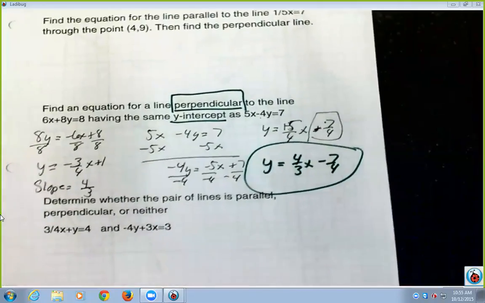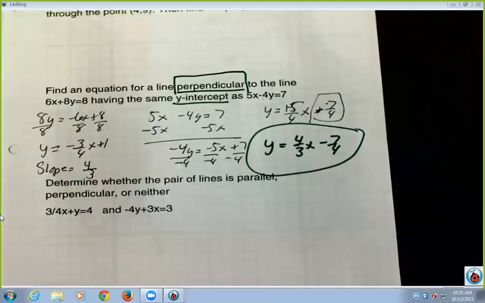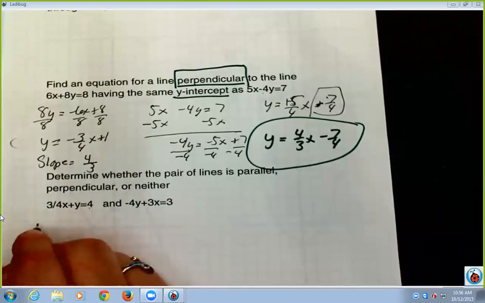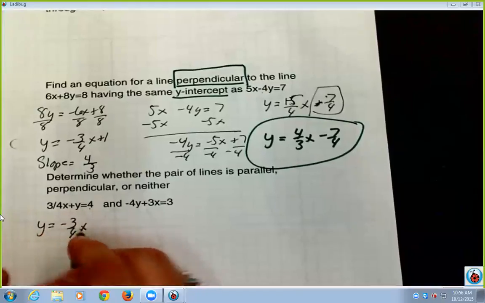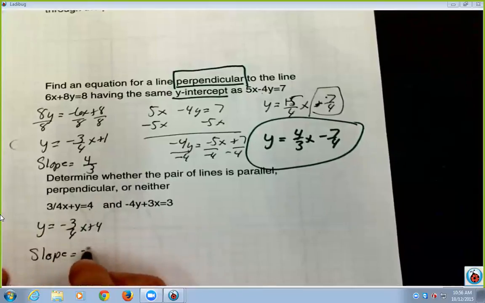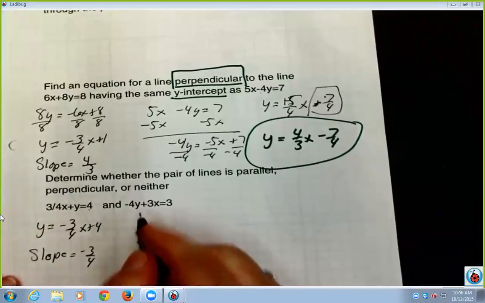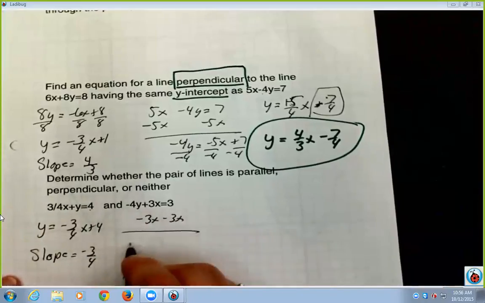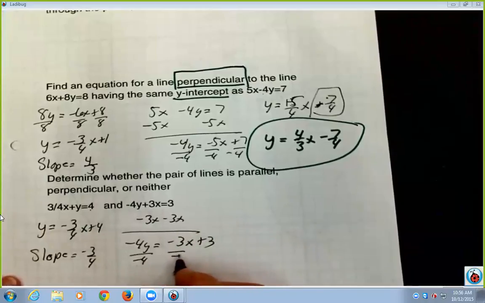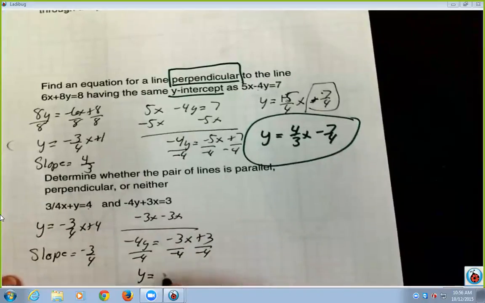And then finally, this last one, it says determine whether the pair of lines are parallel, perpendicular, or neither. So it's all slopes. If I get this one, move the 3/4 x over, so y equals negative 3/4 x plus 4. This one's slope is a negative 3/4. This one, divide by negative 4, is a positive 3/4 x minus 3/4.